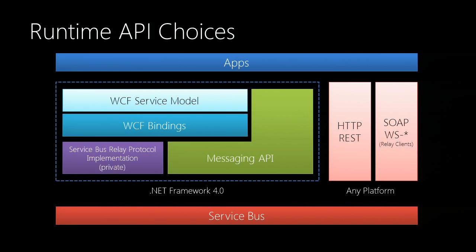So, runtime API choices. What I showed you was the green piece, the messaging API. I'm going to show you a little bit more about that too. On top of that also sits the WCF service model, and specifically that then sitting on top of a binding called the Service Bus messaging binding. So in addition to the bindings that we already have for Service Bus, NetTCP relay binding, WSHTTP relay binding, basic HTTP relay binding, all those relay bindings, we now also have a messaging binding.